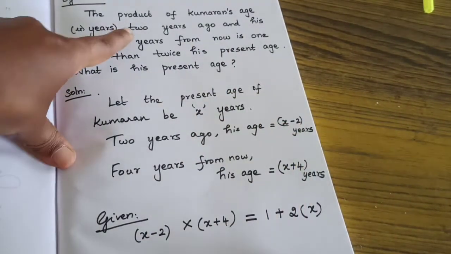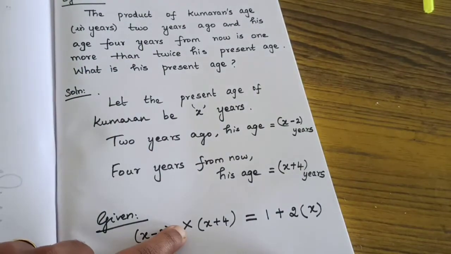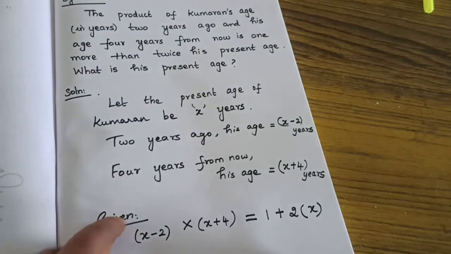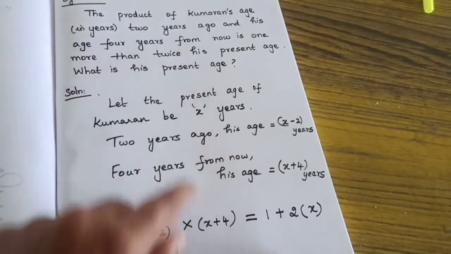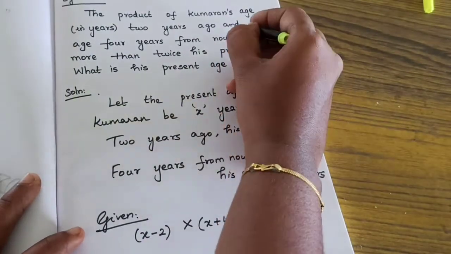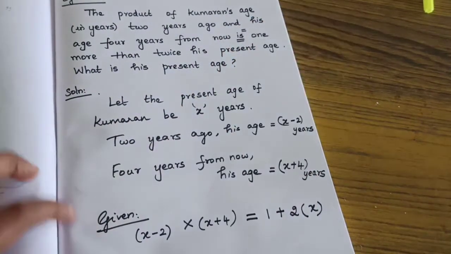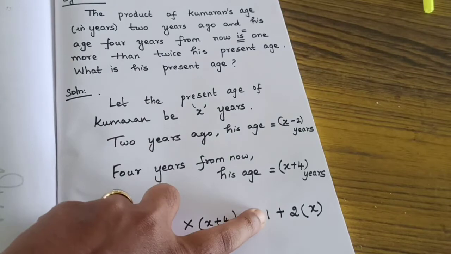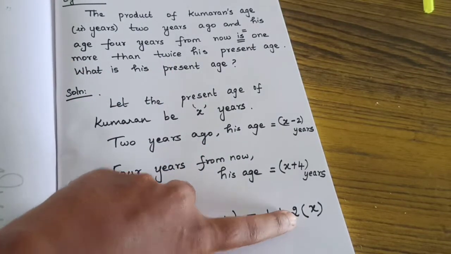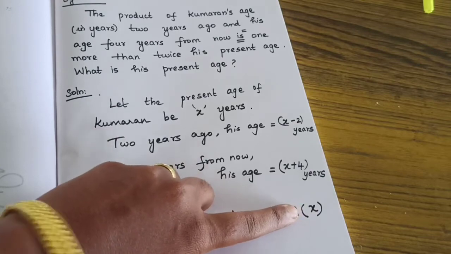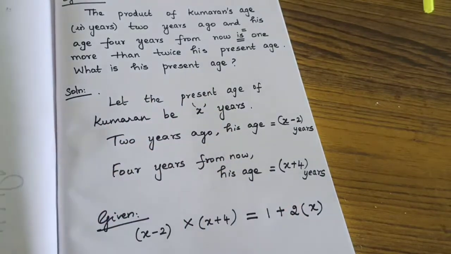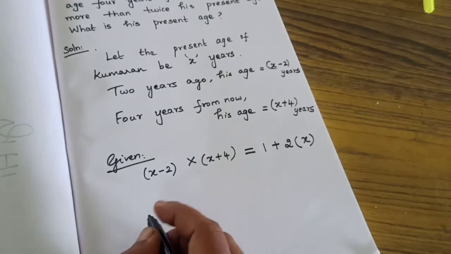Once again listen. The product of. So multiplication of Kumaran's age 2 years ago, this first term, and 4 years from now, the second term. Is means equal to. 1 more than. So 1 more than means plus. Twice, 2 times. So 2 into. Then his present age means x. Got it? Now we can arrange into quadratic equation.